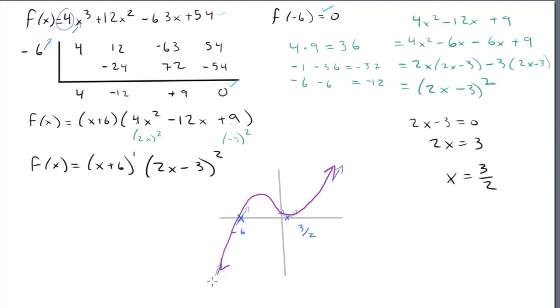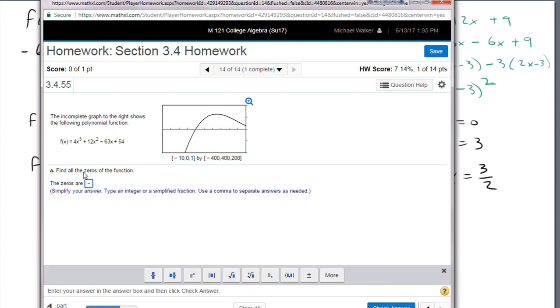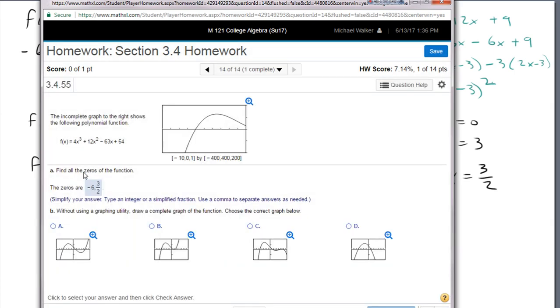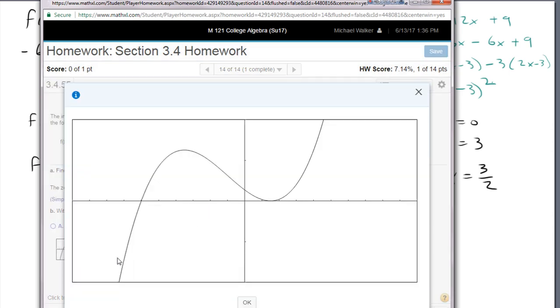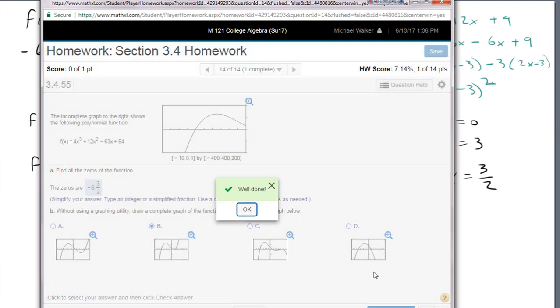So let's see if there's one in the homework that matches it. The zeros are -6, comma, 3 divided by 2. Which one of these graphs is correct? Remember, it's the one that has that quadratic root, where it comes up and strikes down quadratically in between 1 and 2. In between 1 and 2, it acts like a parabola. So this is the answer that we want, response B right here. Sure enough, that's it.